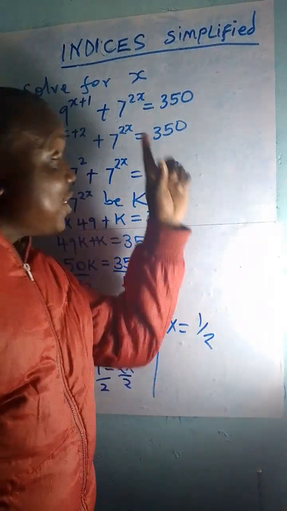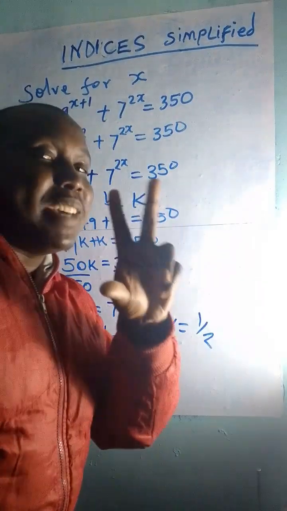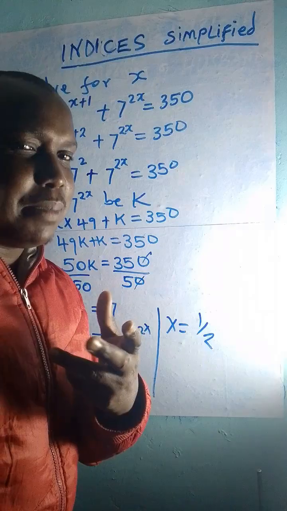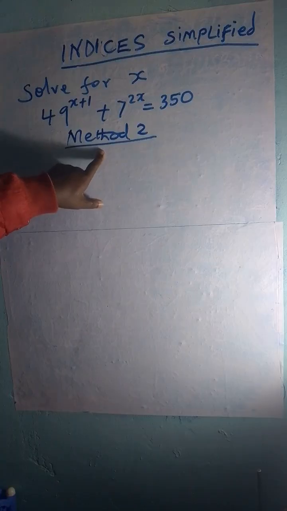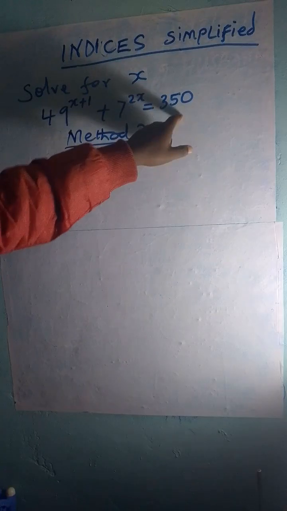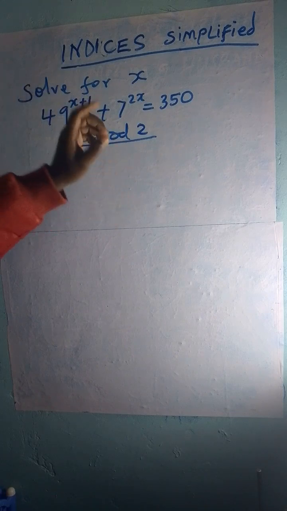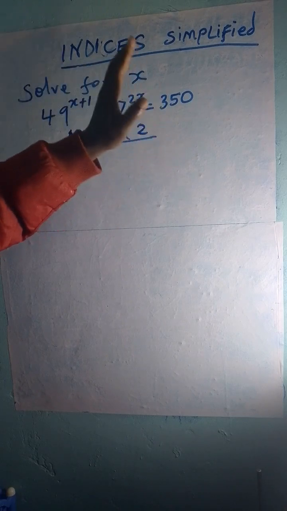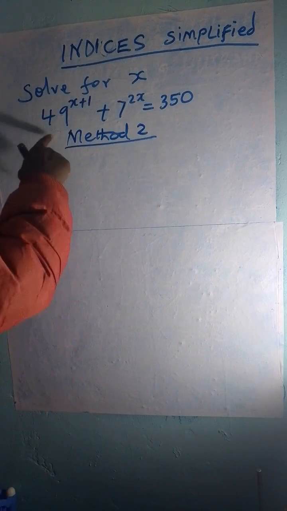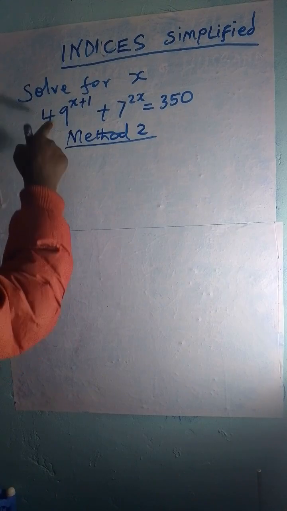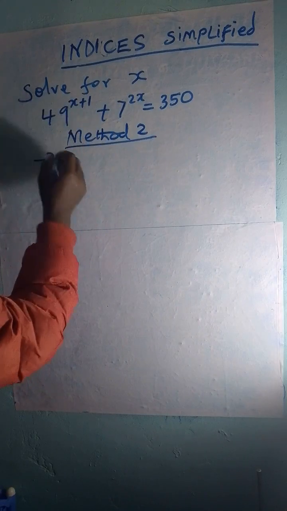If we imagine that this one is a long method, let us try method 2 and see if that can be shorter. Method 2, try to write everything to base 7. Here you need to be somewhat clever and look for the number that can be written to base 7 up to 350. Therefore here we are going to do like this. 49, that is 7 raised to power 2. But this is a power and there is another power here, so this is 2 times x plus 1.